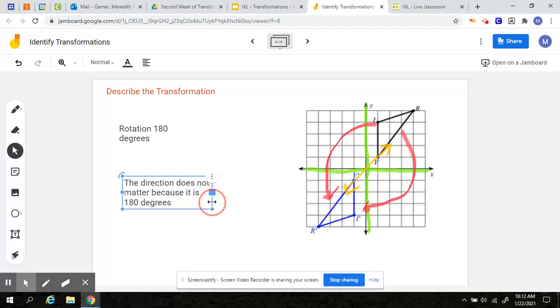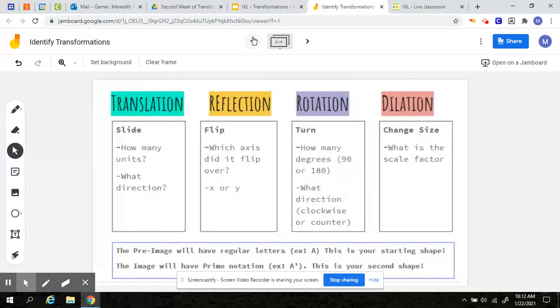Okay, so that is the last of our examples. Just a reminder, you are going to use this slide right here as a study guide, as a cheat sheet. It's got all 4 transformations, what they mean, and what you must answer in order to describe it.